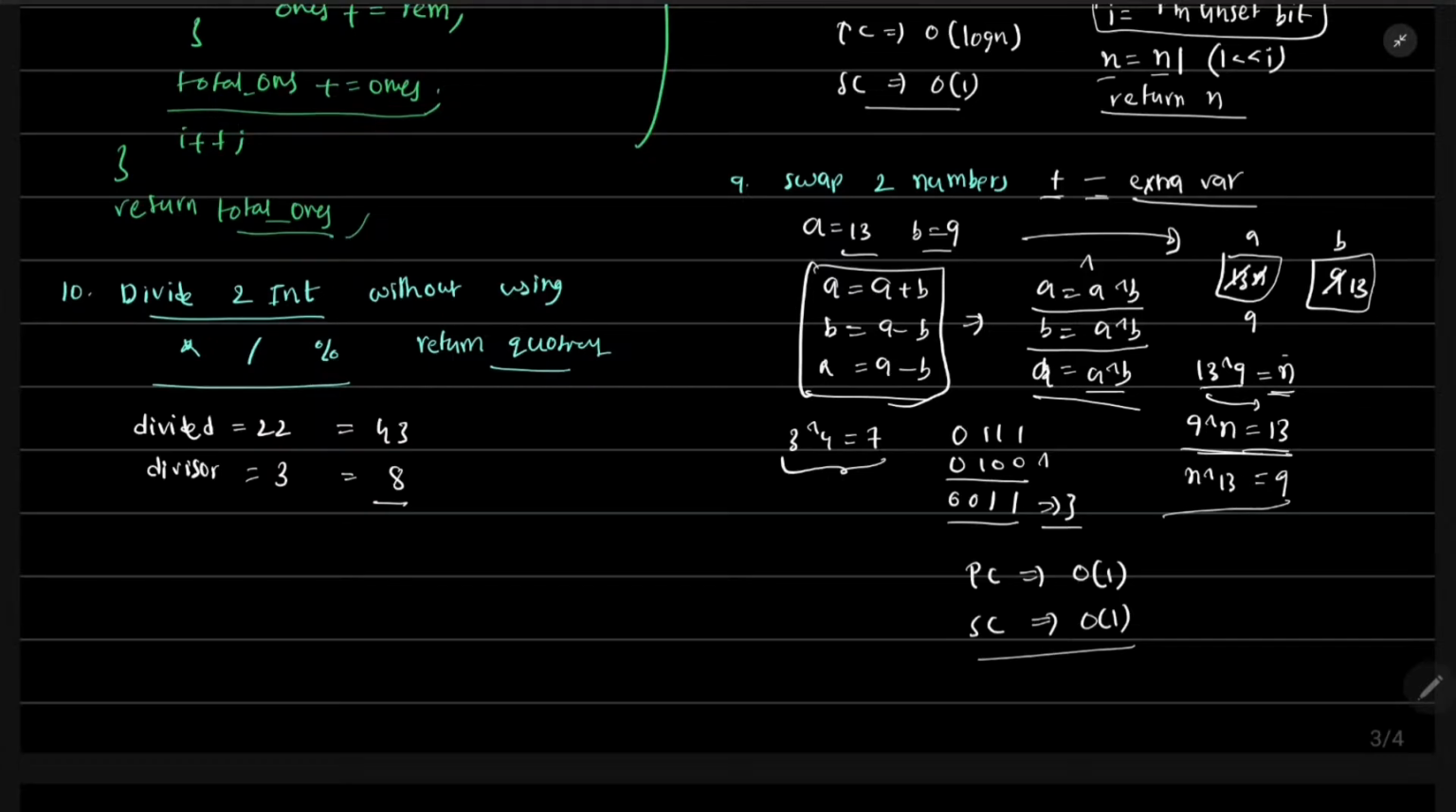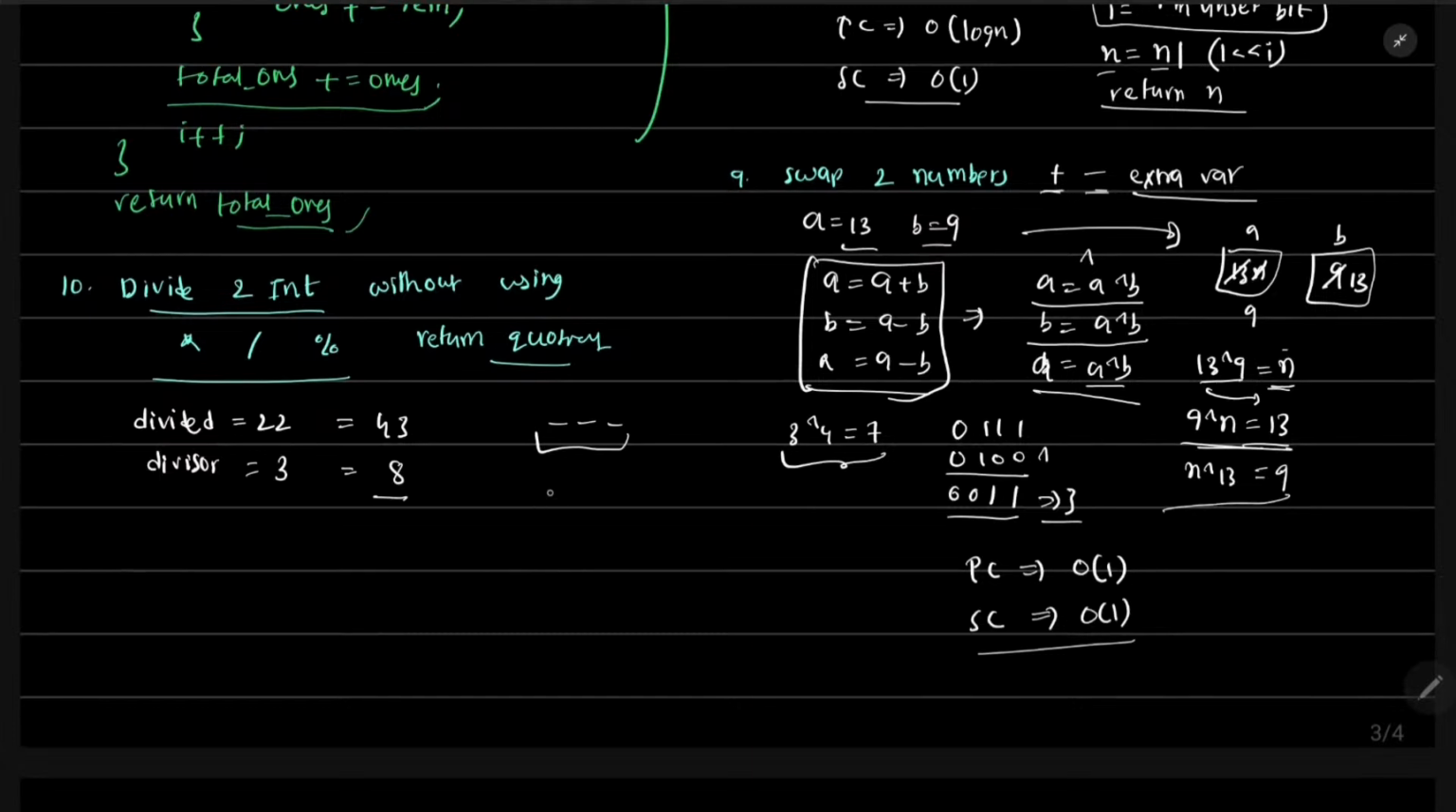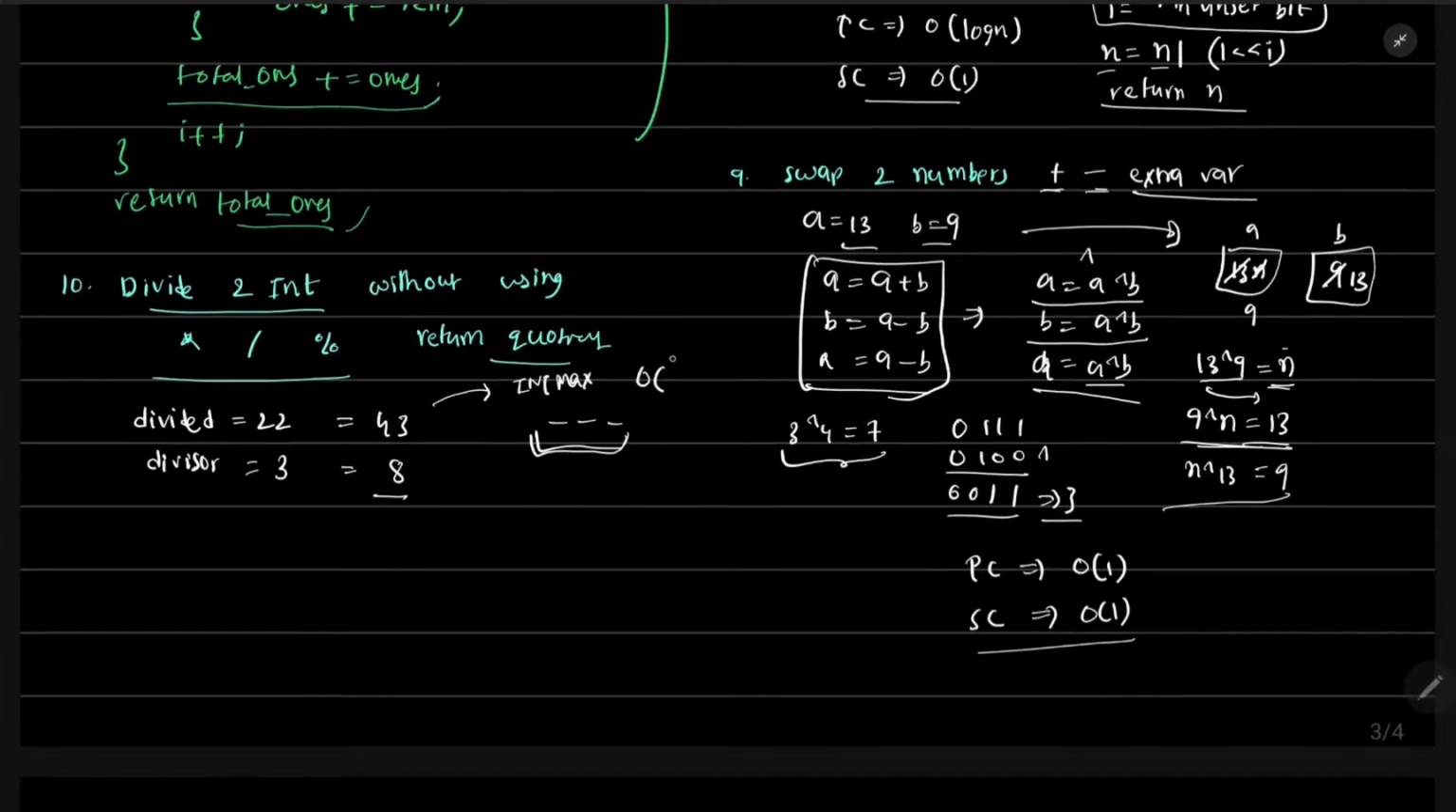Now what we have to do? Maybe you can think of doing minus, minus, minus, minus, and I will find the value, right? How many times it gets subtracted, that many times I can do this. But this will take more time if the value is near int max. It will take approximately big O of n time. We don't need that. We need the solution in big O of log n time complexity. How do you do this?